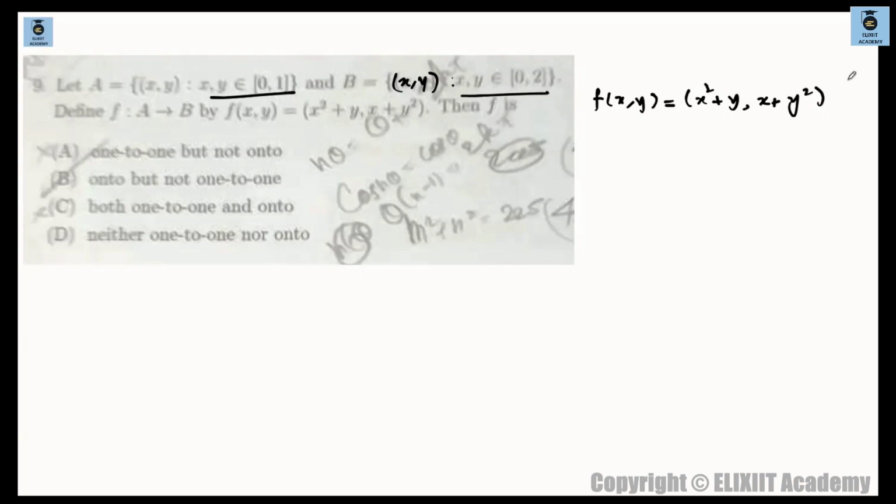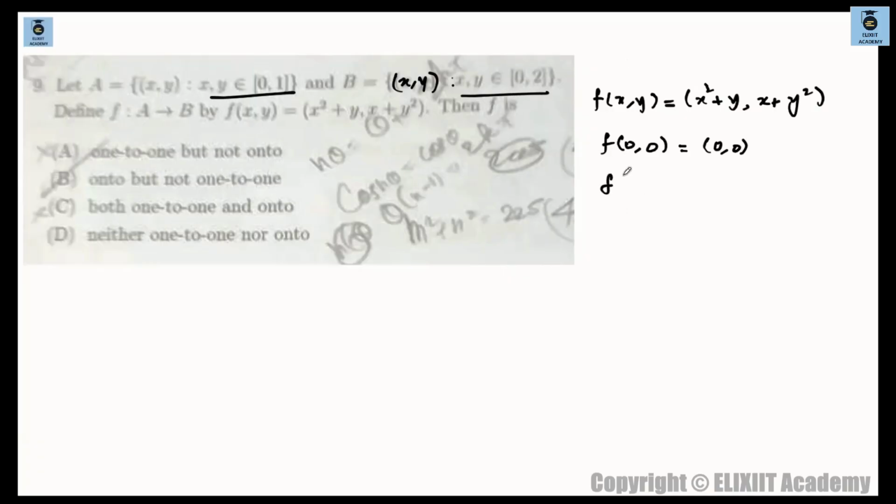Okay, so we have to state whether the function is 1-1 or many-one function. We can check for some specific values. Let's say f of 0, 0. F of 0, 0 is basically 0, 0. So 0 is acceptable, both of them are 0. So 0 is possible.